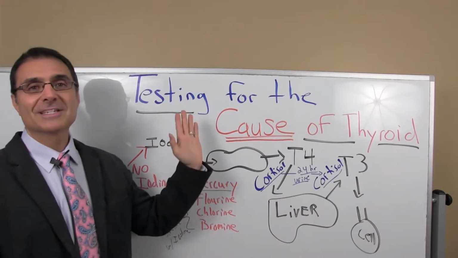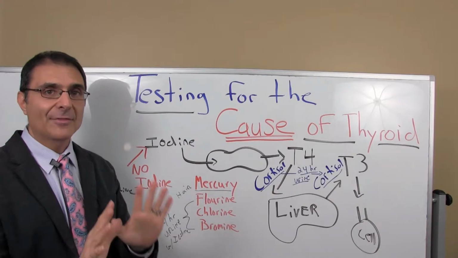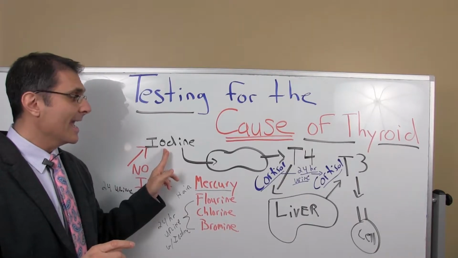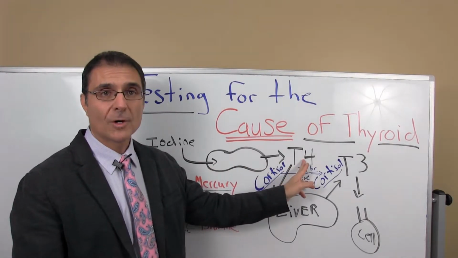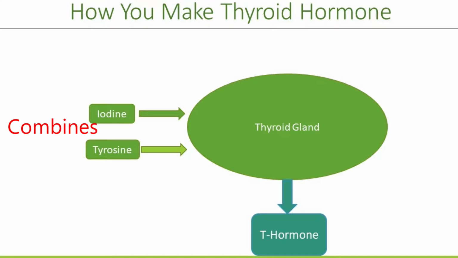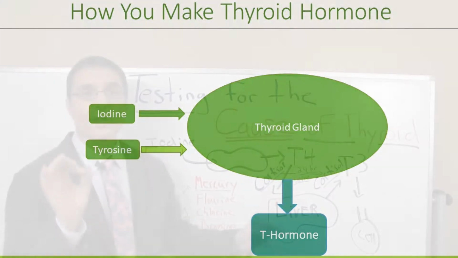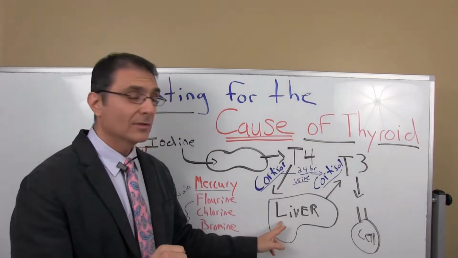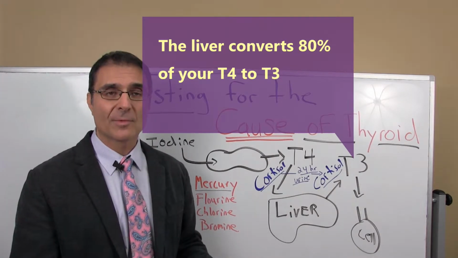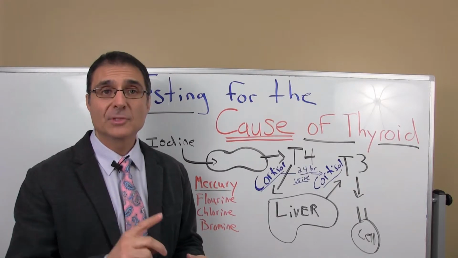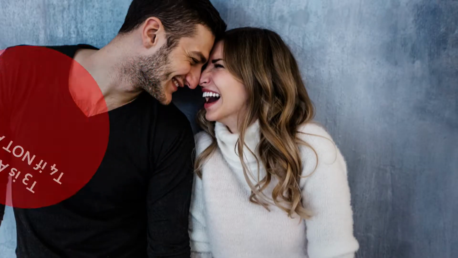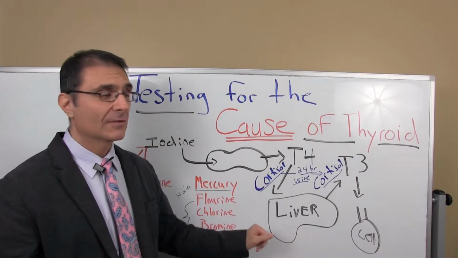So in any event, let's cover this, testing for the cause of thyroid problems. First we have to understand how the thyroid makes thyroid hormone. Your thyroid gland over here takes iodine and uses it to make the hormone T4. Basically it combines it with an amino acid, a protein called tyrosine. So your thyroid takes iodine and tyrosine and makes T4 thyroid hormone. Then that T4 travels to the liver and the liver converts 80% of your T4 to T3. T3 is the active form of thyroid hormone. It's the part of thyroid hormone that helps you burn fat, lose weight, have great brain function, have good energy, be in good moods, right? All that stuff.